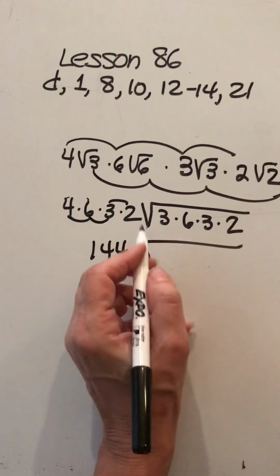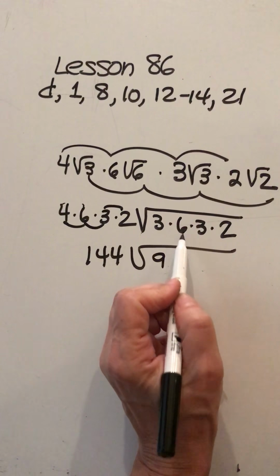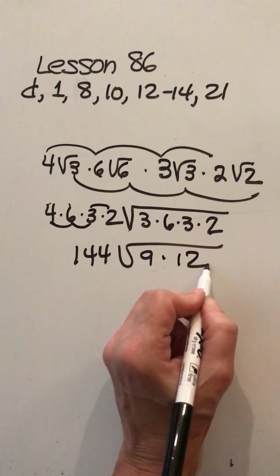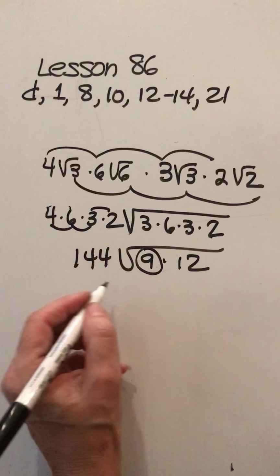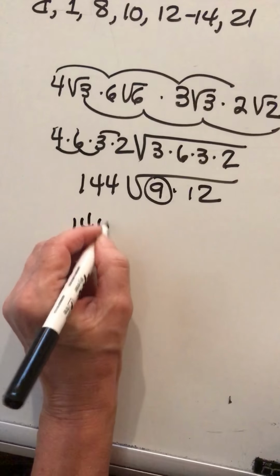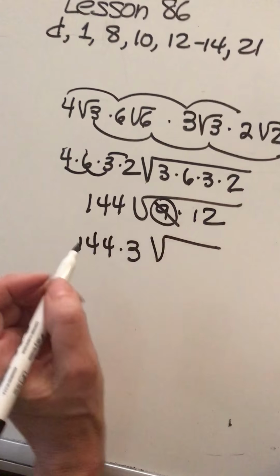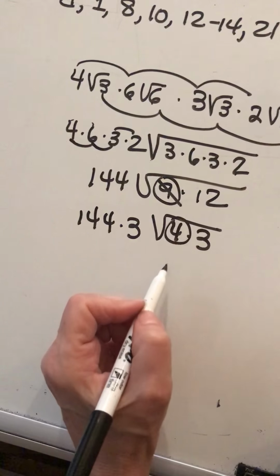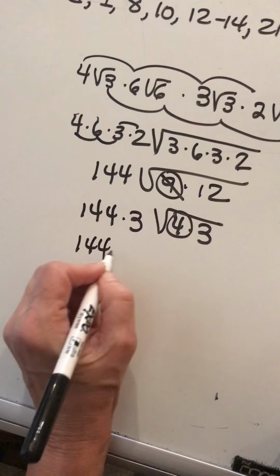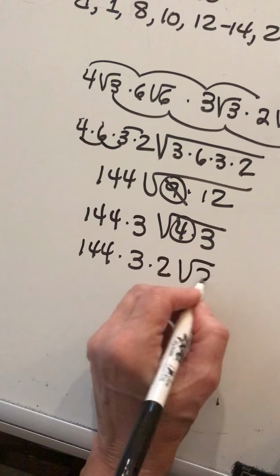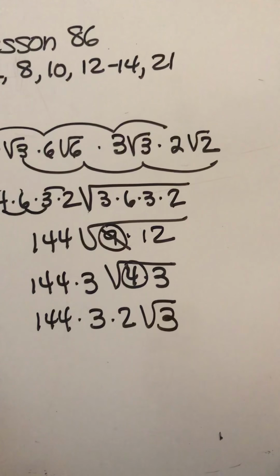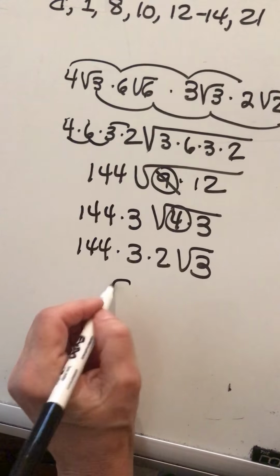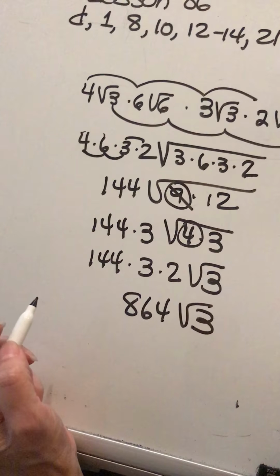I'm going to rewrite this 3 times 3, which is 9, because I can unsquare 9. 6 times 2 is 12. When I unsquare my 9, it becomes a 3. So that's 144 times 3. 12 is really 4 times 3, right? I can unsquare my 4. It becomes a 2. So really I have 144 times 3 times 2 times the square root of 3. So that's 144 times 3 times 2, which is 864 times the square root of 3.